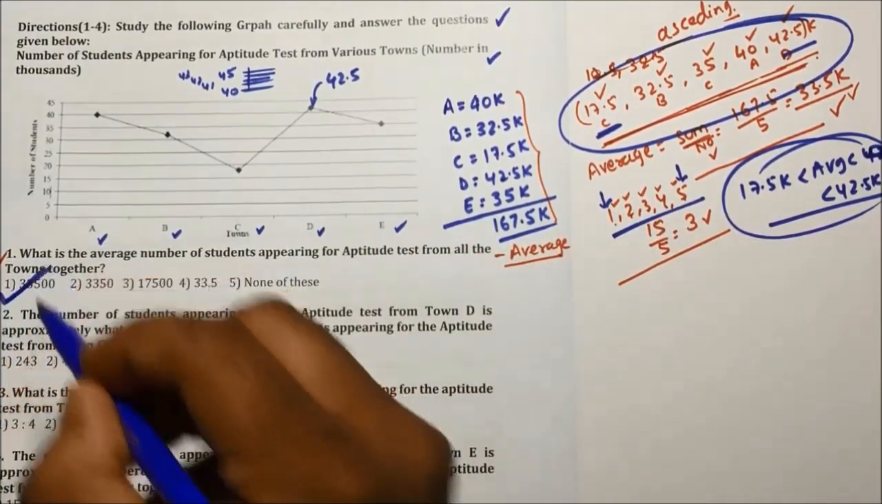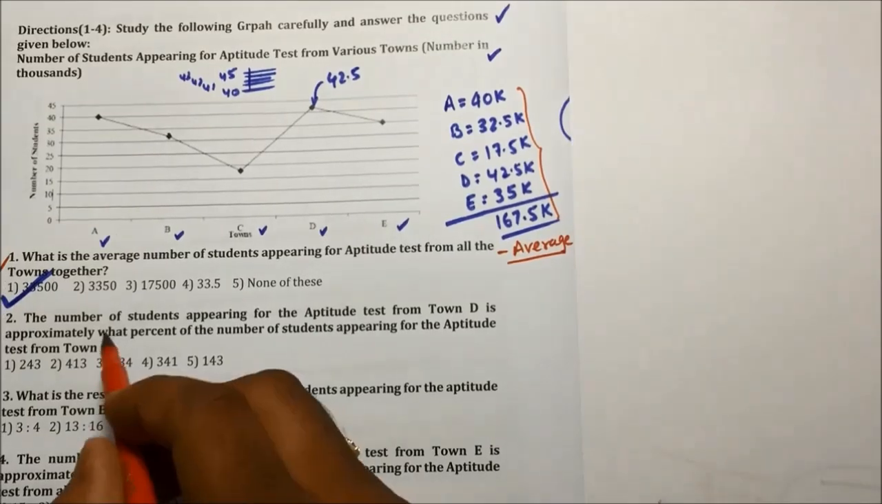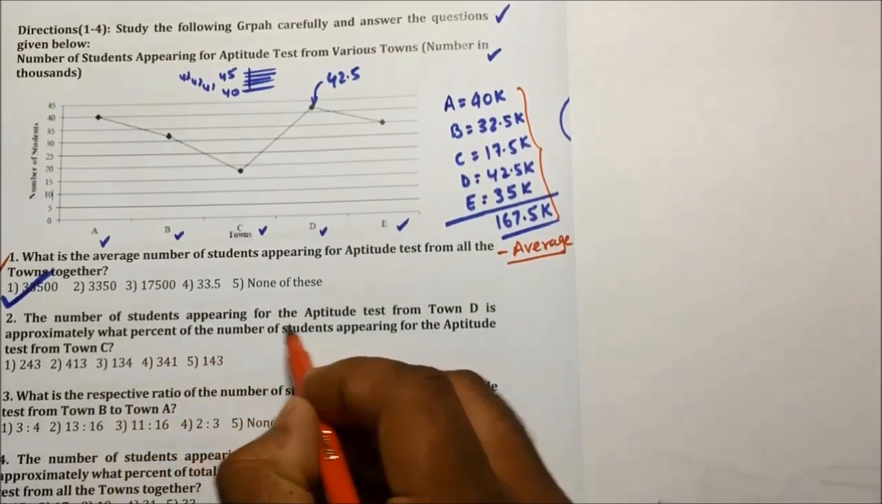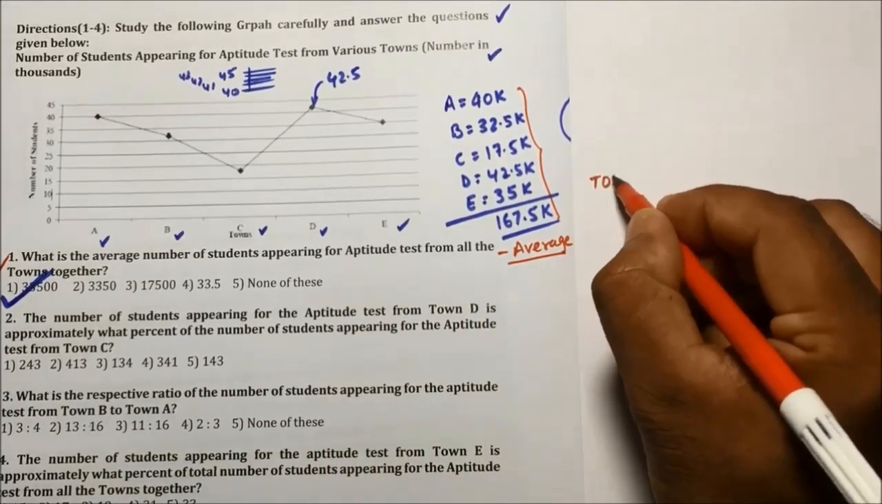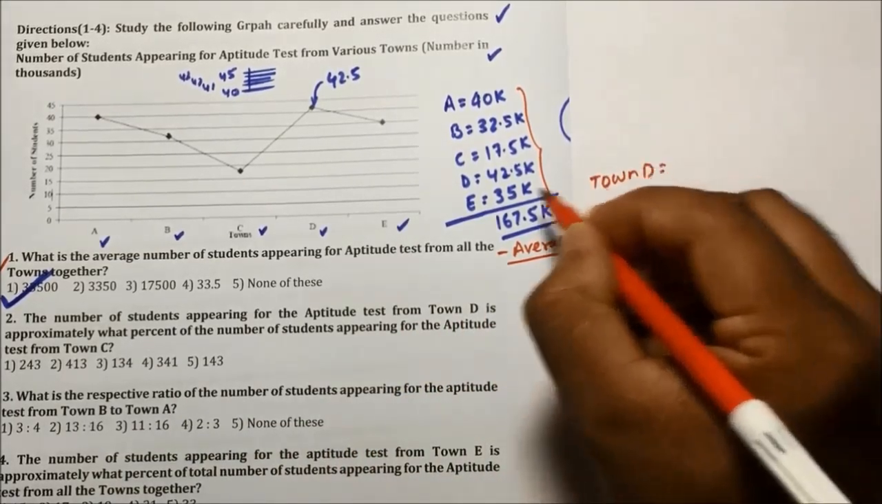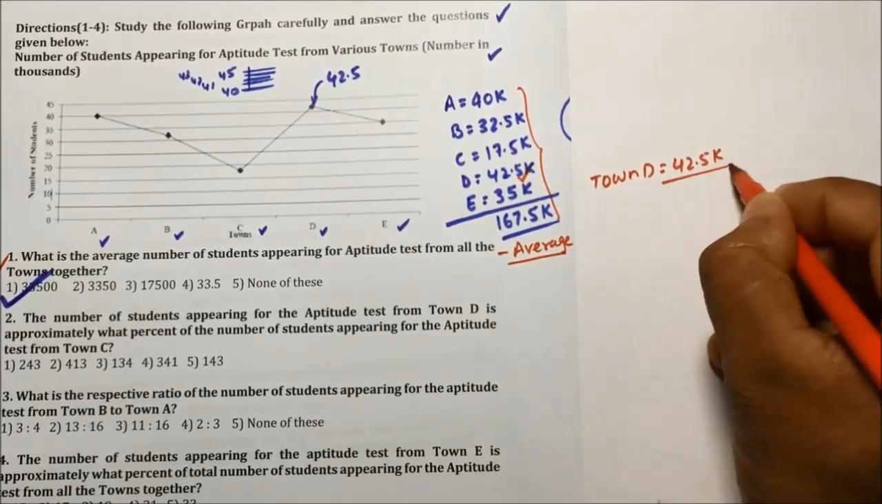So your answer will be option A, and option A is the correct answer for question number 1, right? Okay, now let's move to question number 2. Question number 2 is the number of students appearing for the aptitude test from town D. So if I talk about town D, what is the number of students? From town D, the number of students is 42.5k, right?